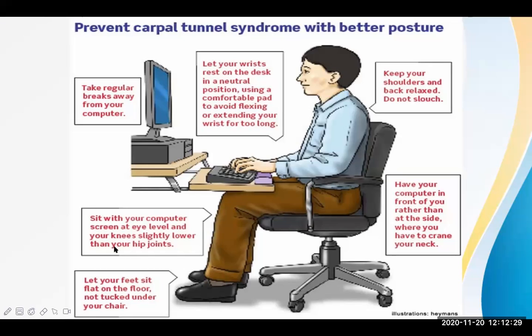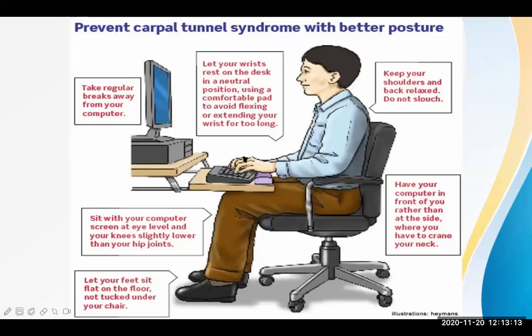Another is, see here, sit with your computer screen at eye level and your knees slightly lower than your hip joint, so that your position will be good enough to decrease the friction at the wrist. Let your feet sit flat on the floor and not tucked under your chair. There is an easier position. Keep your shoulders and back relaxed. Do not slouch. Then have your computer in front of you rather than at the side where you have to crane your neck. Now, why are all these things shown here? Just to decrease the chance of development of carpal tunnel syndrome.